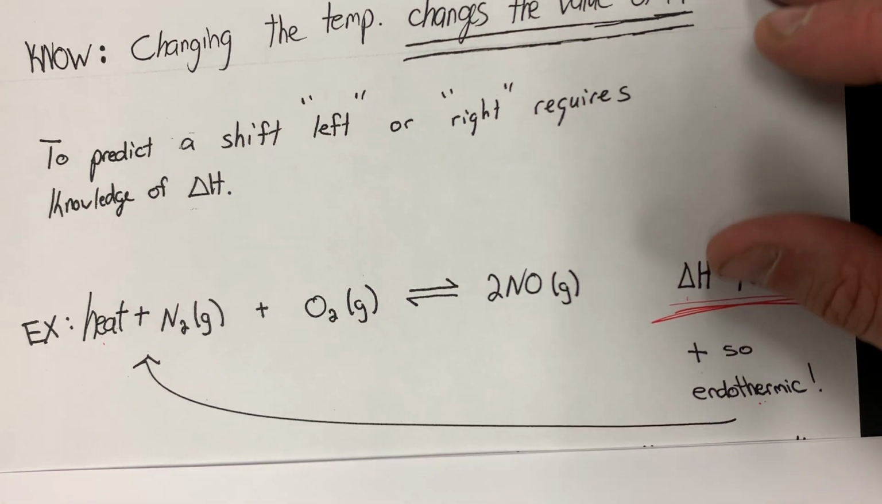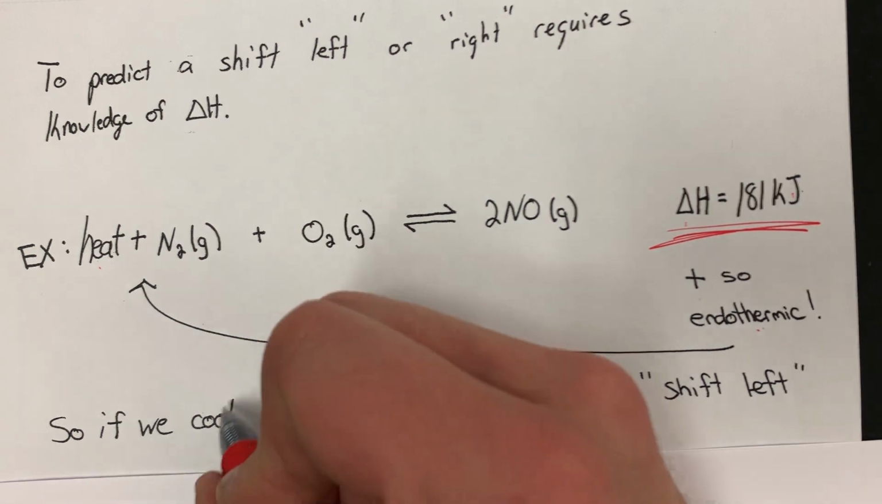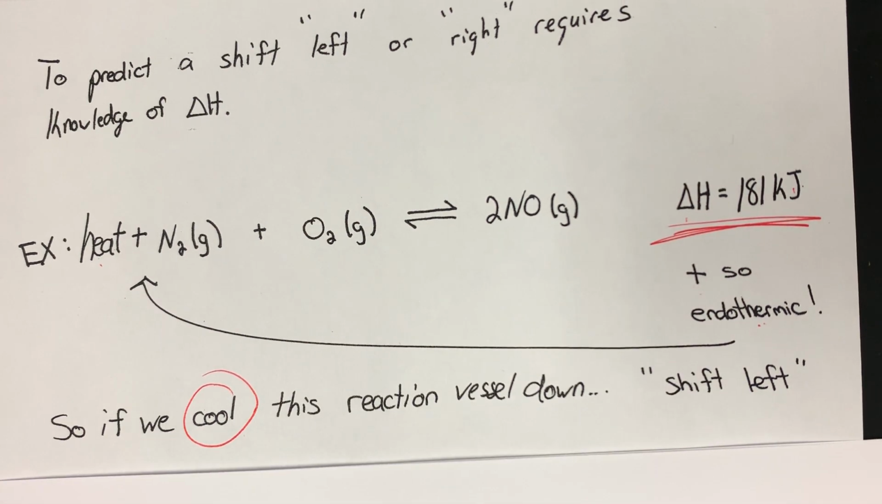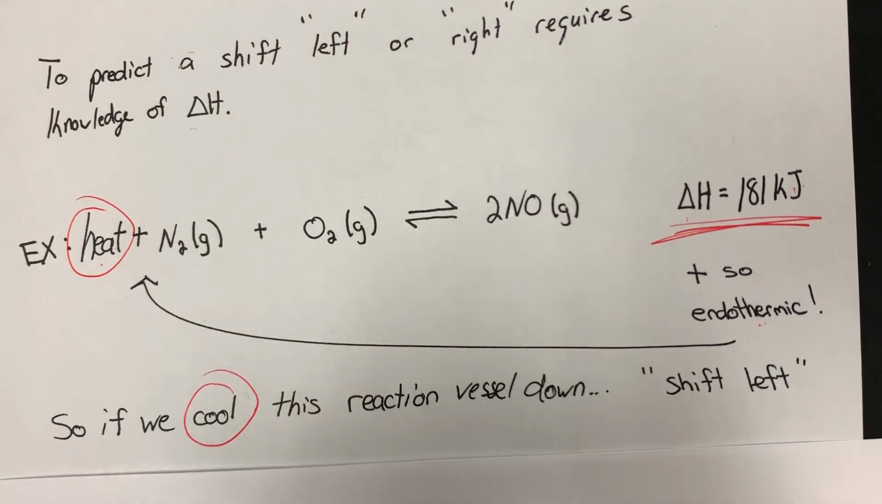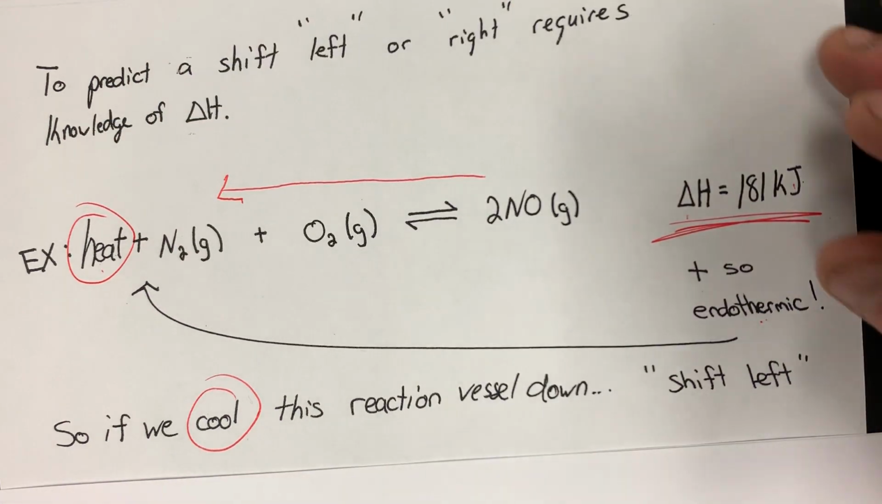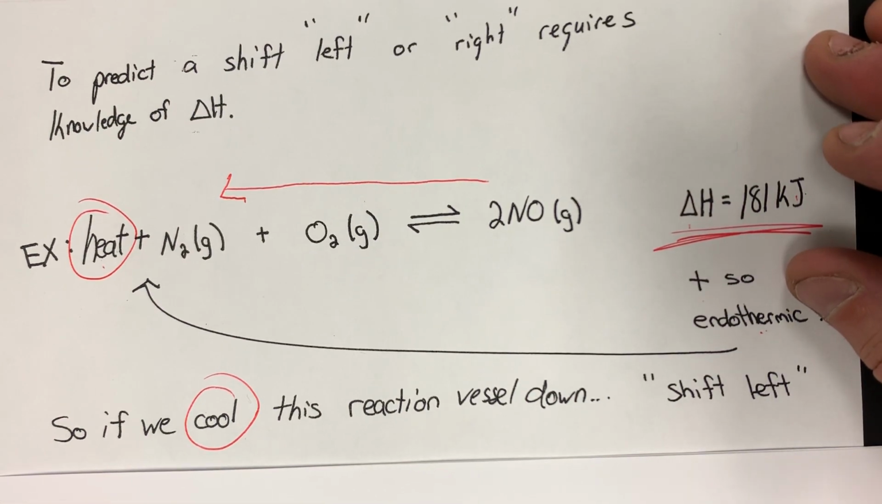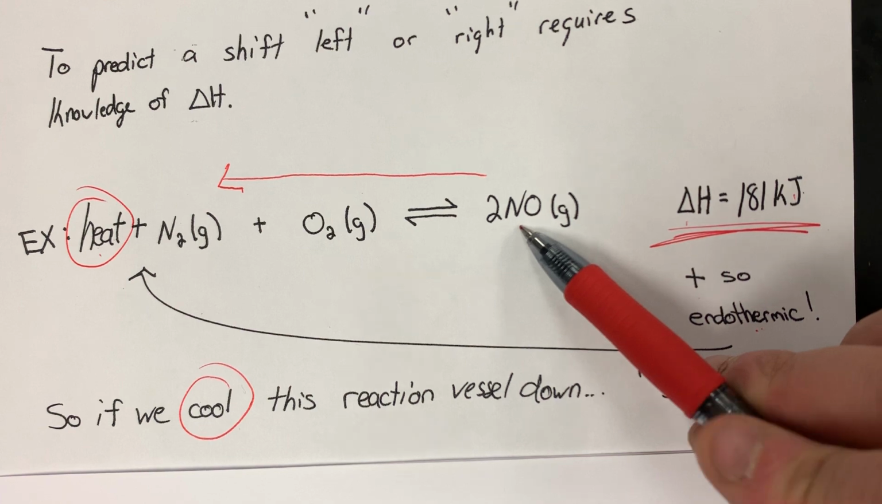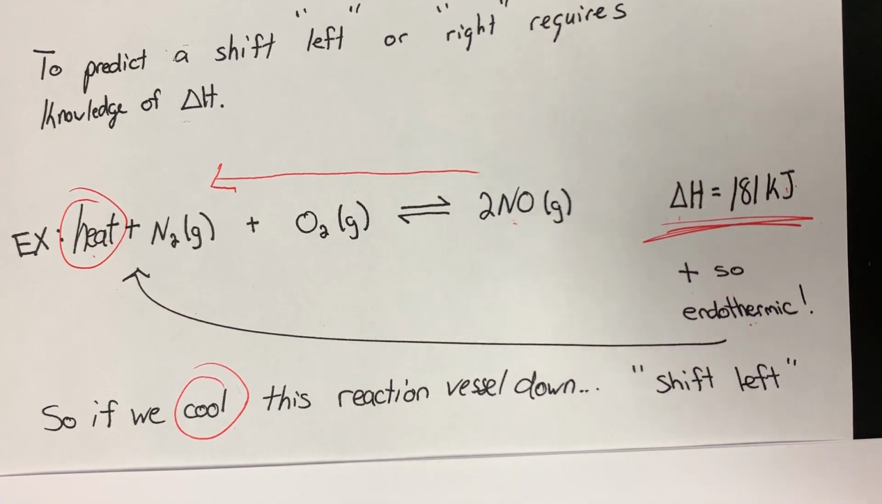So the stress that we're going to place on this particular system is that we're going to cool this system down. Well, if we cool this system down, the system wants to find a way to battle that, right? And so its way to battle that is to produce more heat. So if it produces more heat, it wants to shift to the left, okay? This would be problematic if we're trying to form more nitrogen monoxide here.